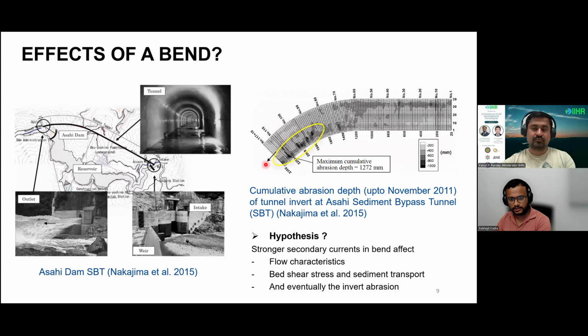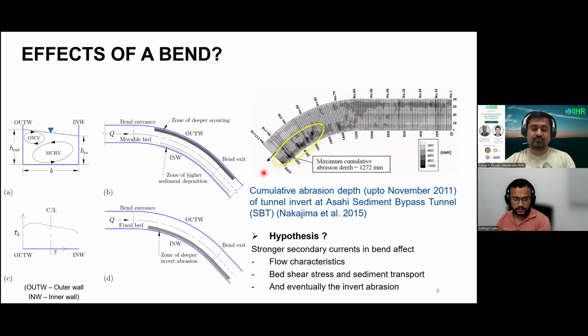There was some hypothesis that probably the secondary currents of type 1 due to the curvature are affecting the flow properties, bed shear stress and sediment transport, leading to invert abrasion. However, no detailed investigation was done, only some field studies are available. Now let's compare the scouring in a curved channel with the abrasion. Due to the main core-region vortex and increase in the bed shear stress toward the outer wall, we have deeper scouring toward the outer wall in case of a movable bed.